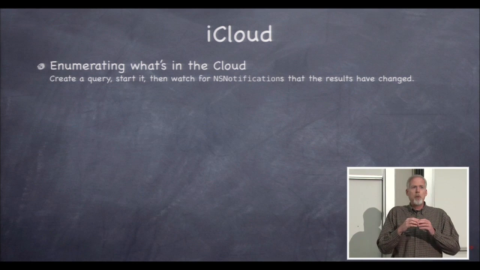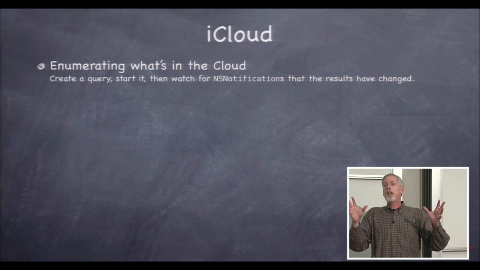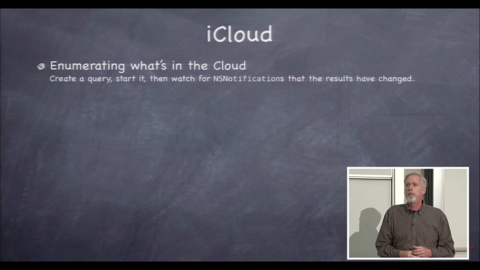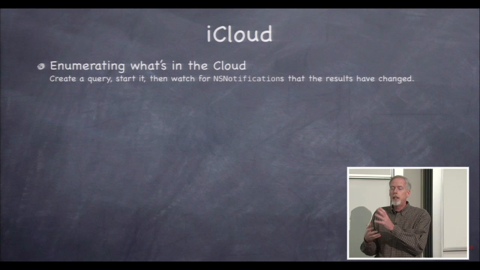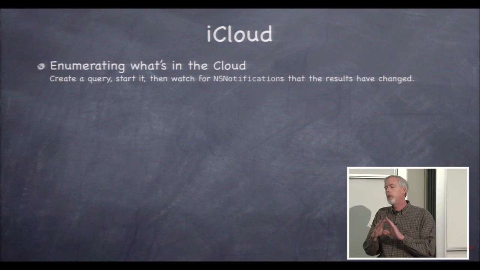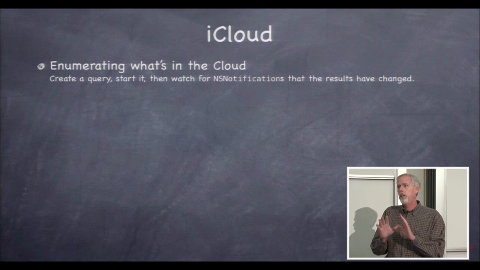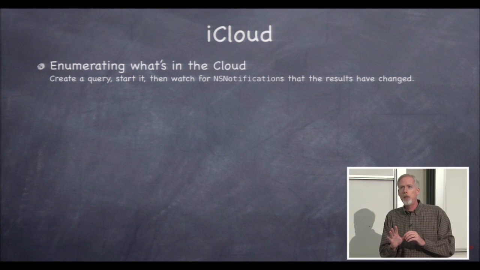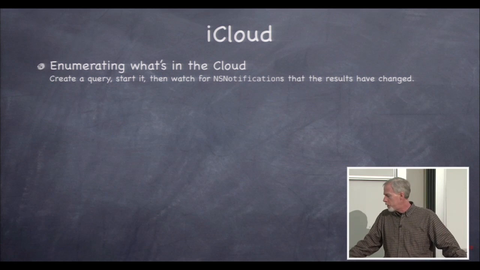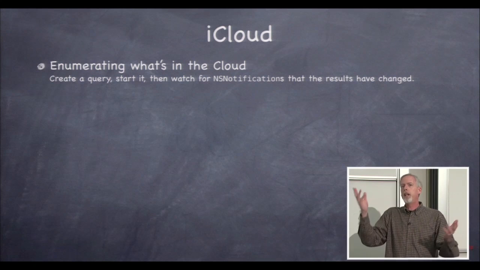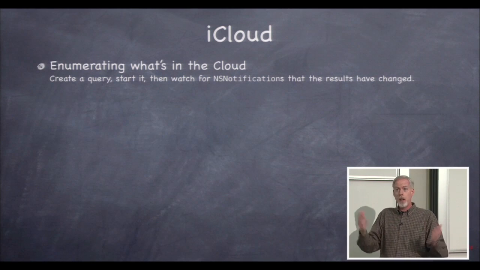All right, so enumerating what's in the cloud. Now you want to look out and see, well, what's in the cloud? What documents are out there? Now, you could get the file manager and start doing enumerate directory or contents of directory, but you really wouldn't want to do that. And you can see why, because the cloud is ever changing. Other devices of yours could constantly be updating things. Not likely that it's happening all at the same time, but it could be.